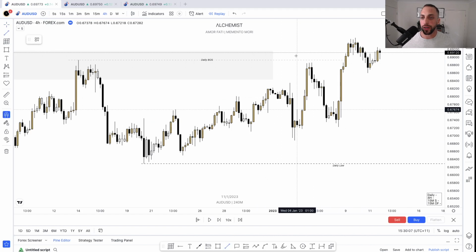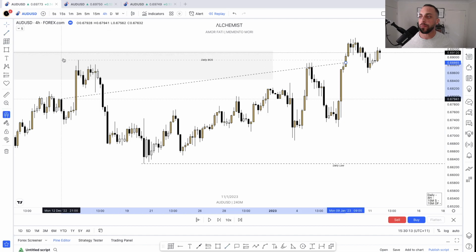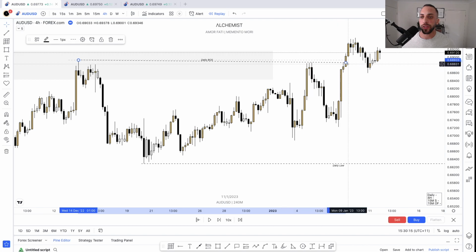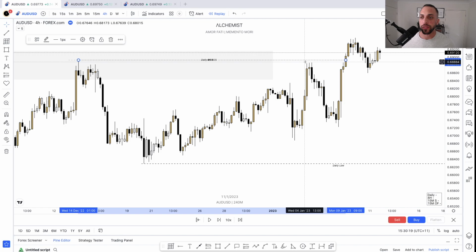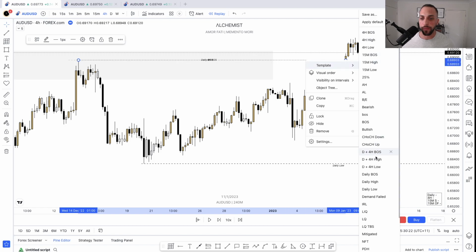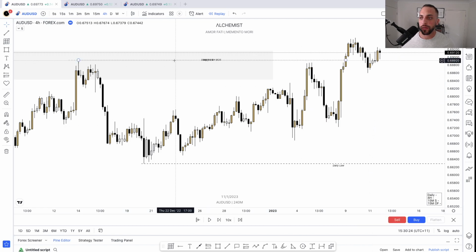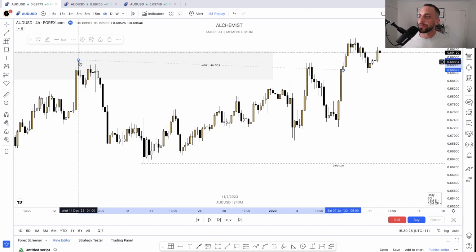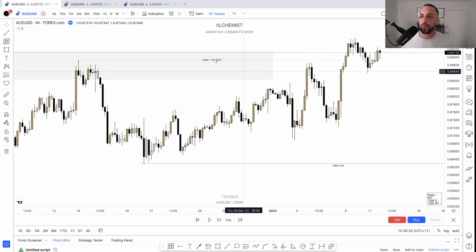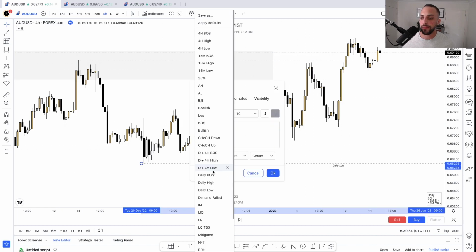In terms of our 4 hour boss, it was this one here. Because we did actually have this body close above, this was our 4 hour boss. So it's our 4 hour and daily boss, so we'll just mark it together. There we go. And I will delete the other one. Beautiful. So the lowest point is also going to be where the daily low is. So it's daily plus 4 hour low.